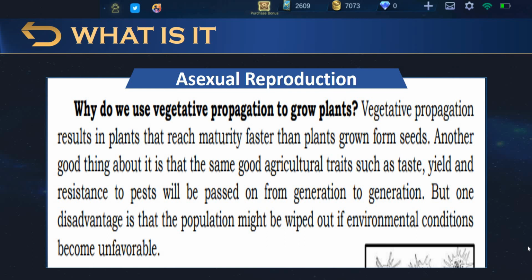Why do we use vegetative propagation to grow plants? Vegetative propagation results in plants that reach maturity faster than plants grown from seeds. Another good thing about it is that the same good agricultural traits such as taste, yield, and resistance to pests will be passed on from generation to generation. But one disadvantage is that the population might be wiped out if environmental conditions become unfavorable.